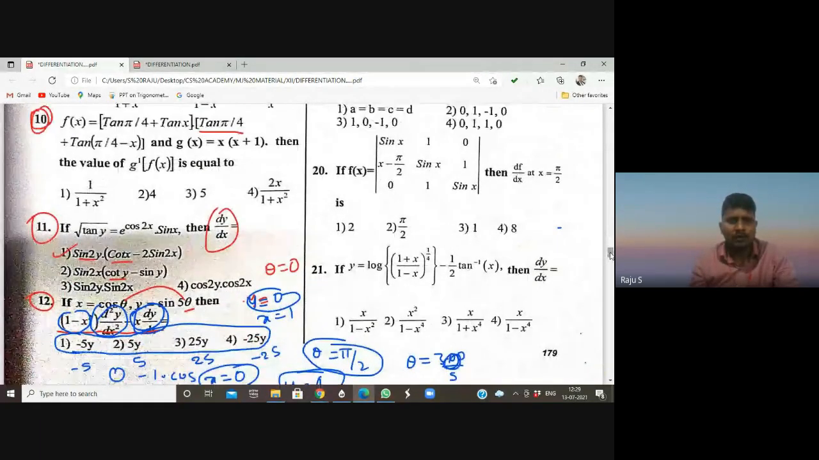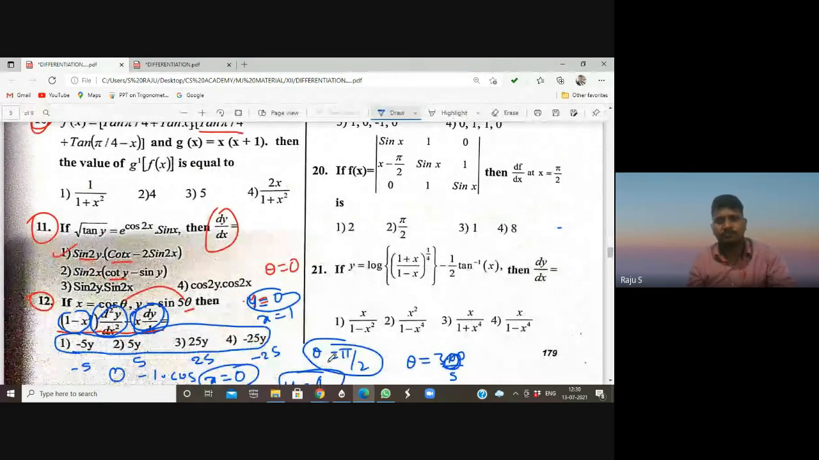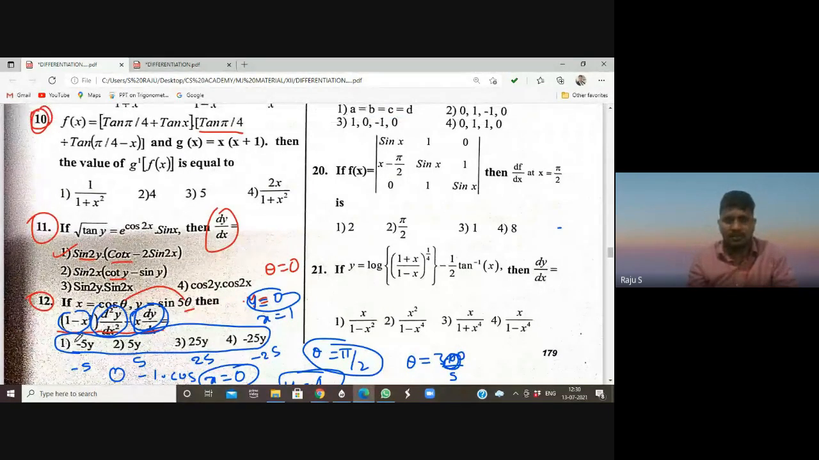Yeah, fourth option is right. 12th is fourth option. Okay, students, some substitution and simplification are quite difficult. So you can substitute some theta value, you can make any one of the values 0. If x is 0, then simplification is very easy. Y should not be equal to 0, because all the options they gave are in terms of y.